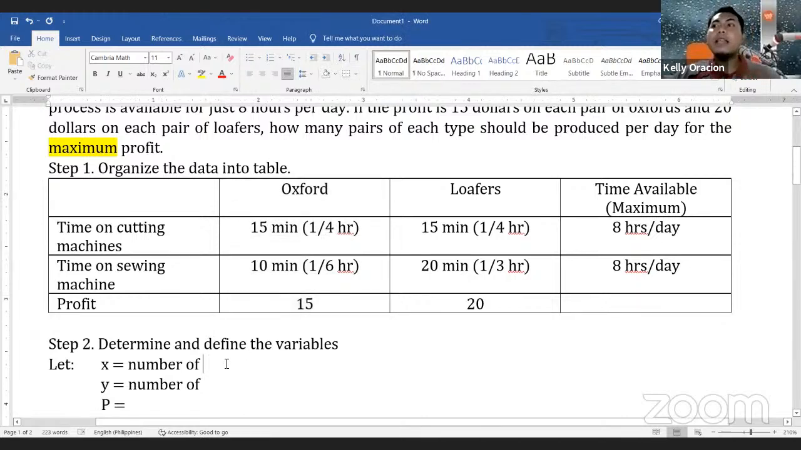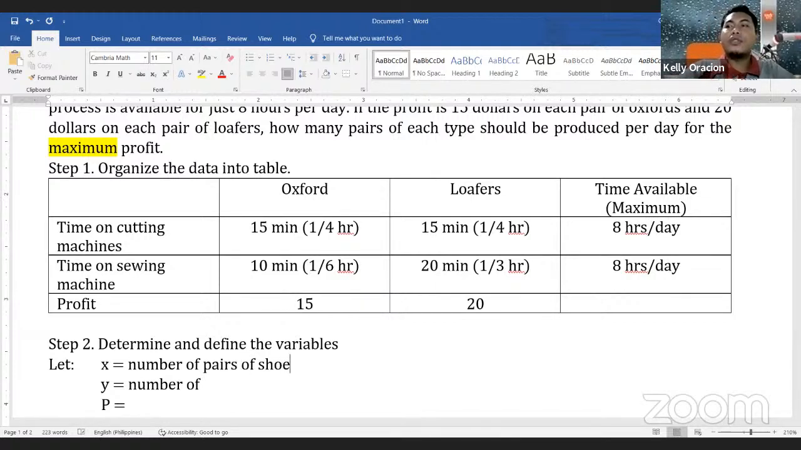So for me, para uniform din tayo, our X is the number of pairs of Oxford shoes made daily. Then the second, Y, is the number of pairs of loafers made daily.